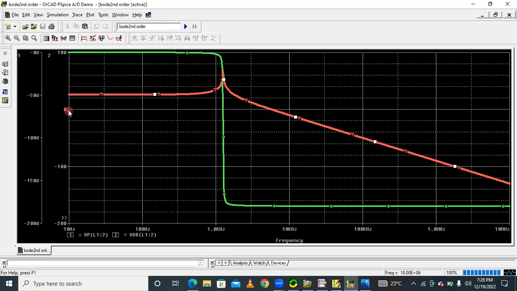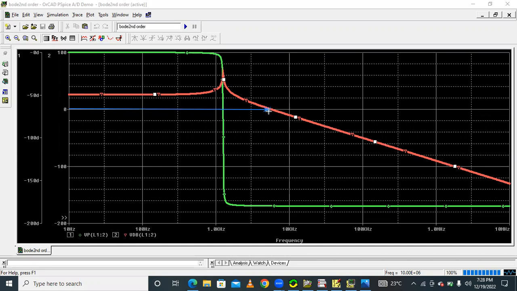So this is our 0 dB line. The second one is the dB plot, the orange one, which is nothing but the magnitude plot. In this magnitude plot, the frequency corresponding to the 0 dB line is called the gain crossover frequency. So this is the 0 dB line, and where the plot touches this line is called the gain crossover frequency.